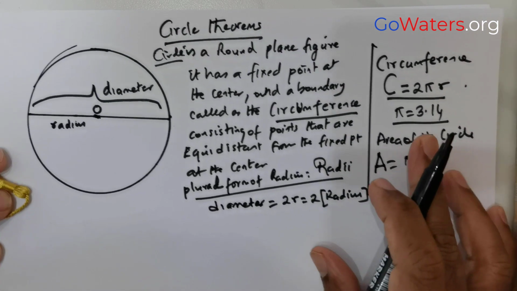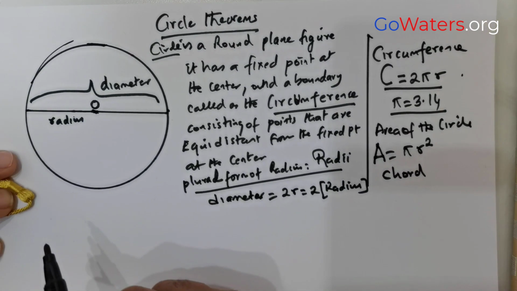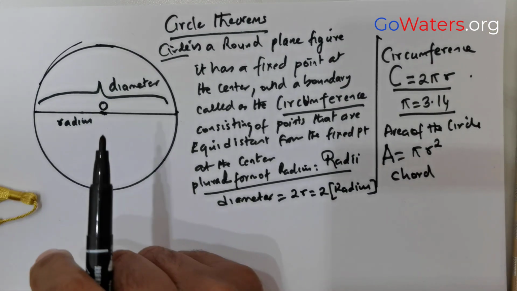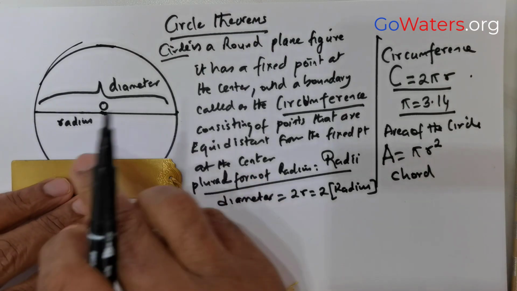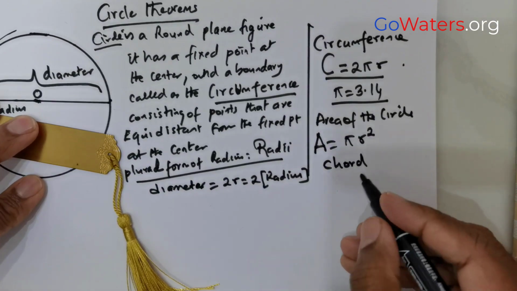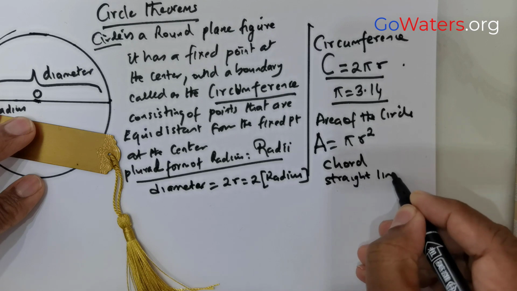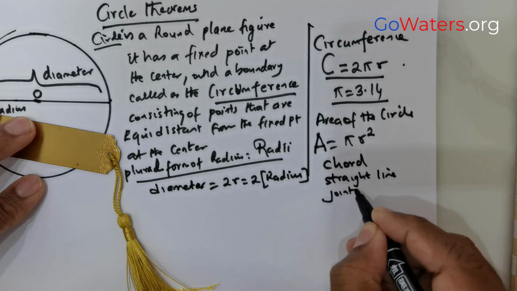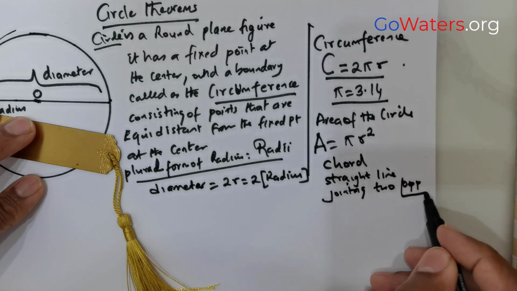The next important terminology you need to know is chord. Usually the diameter is considered as the longest chord. Okay, so what is a chord? A chord is nothing but a straight line joining 2 points on a circle.